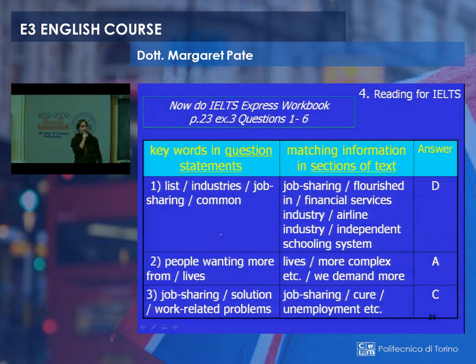Number 3, a reference to job sharing as a solution to work-related problems. We've got job sharing in the text in paragraph C, and cure is a similar word to solution. Work-related problems, one is unemployment, etc. So notice you will have to go up and down. We started with the right answer in D, then we had to go back to the beginning, we're looking at paragraph A, then we're going down to paragraph C. The statements will not necessarily be in the same order as the information in the text. So the idea of scanning, going up and down, looking for specific words and types of information is an important technique to develop. Right, moving on.